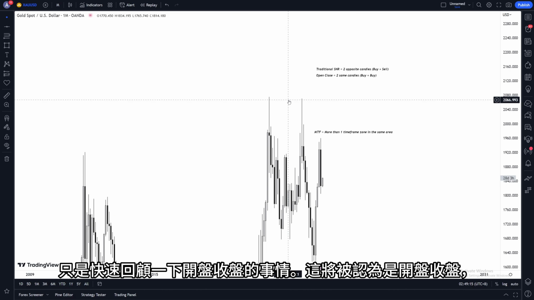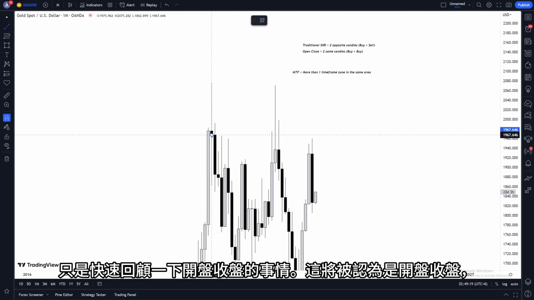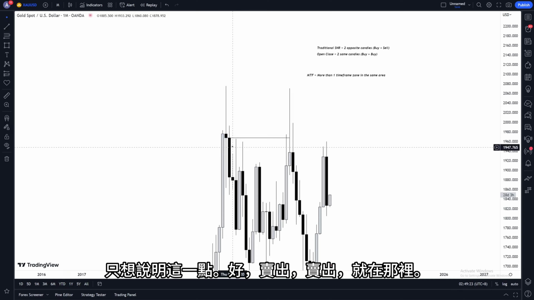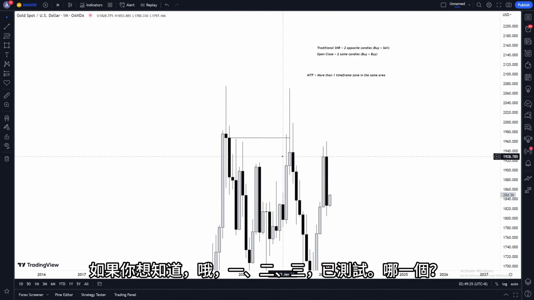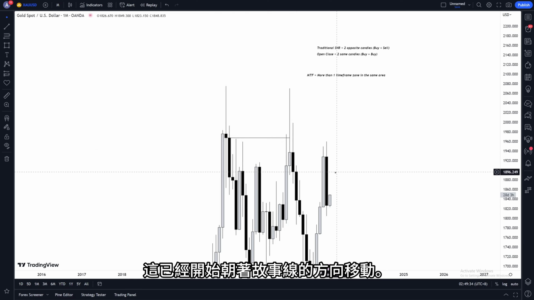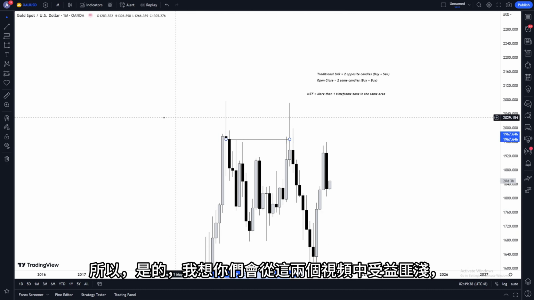And just a quick recap on the open close things. This would be considered an open close. Just want to put that out there. Okay, sell, right in there. If you're wondering, oh, 1, 2, 3, tested, which one? Whichever rejection causes a new storyline to start. That's your best bet at saying that this is already tested. This has already started to move in that direction of the storyline.